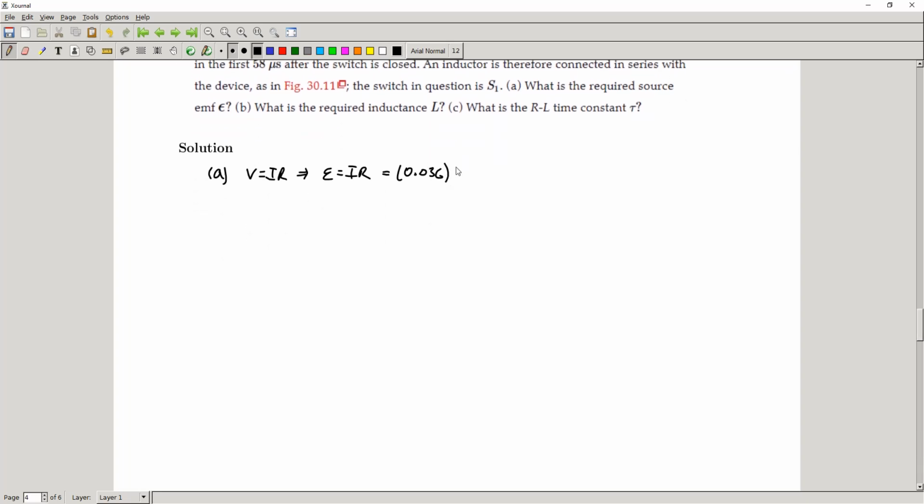And then we have a 175 ohm resistor. Do the calculation. You're going to find that the EMF that you need is 6.3 volts. Okay, so that's the EMF that we're looking for.